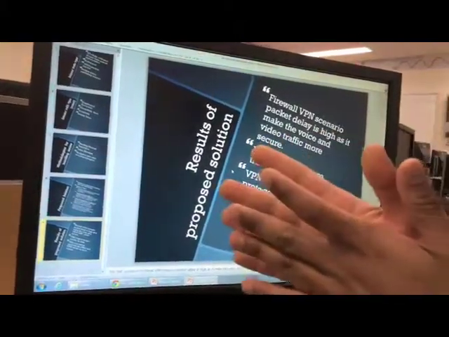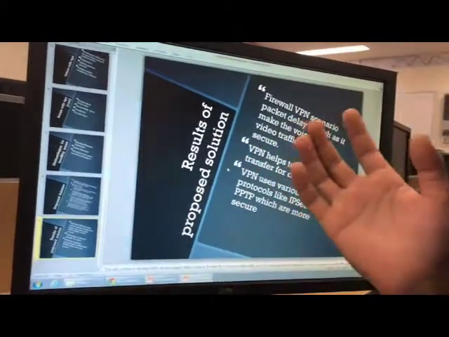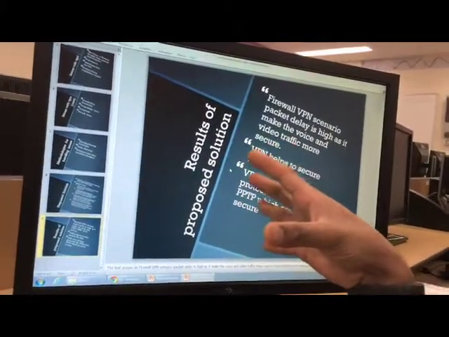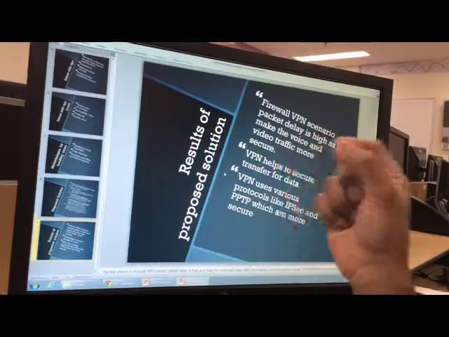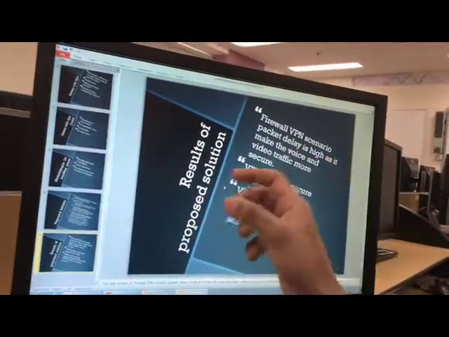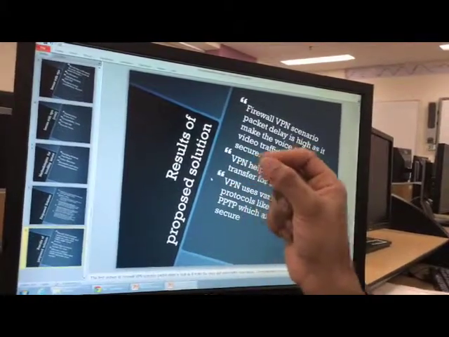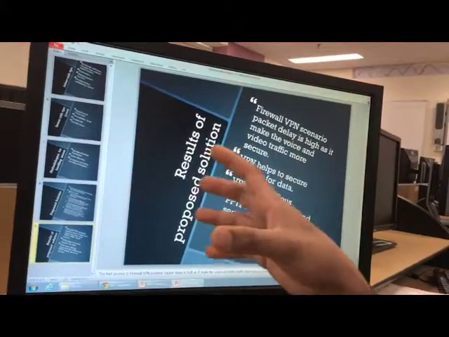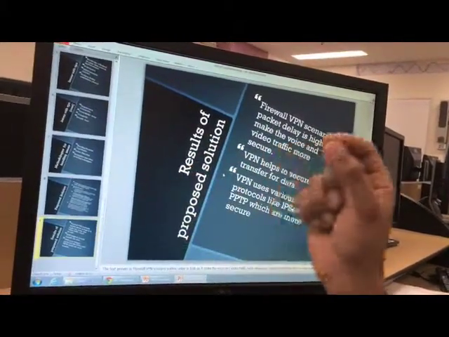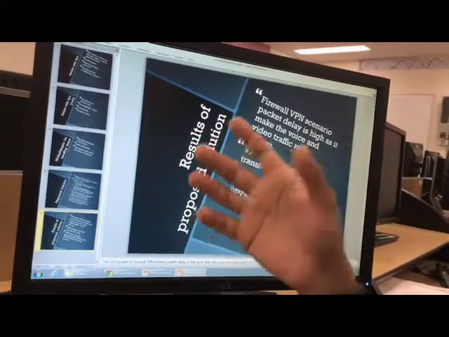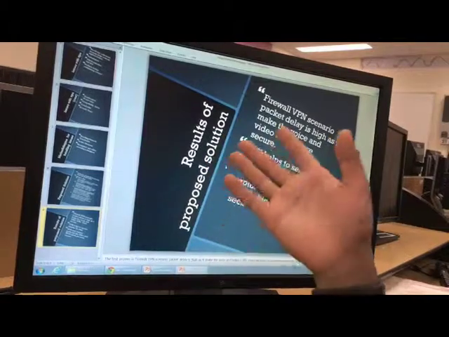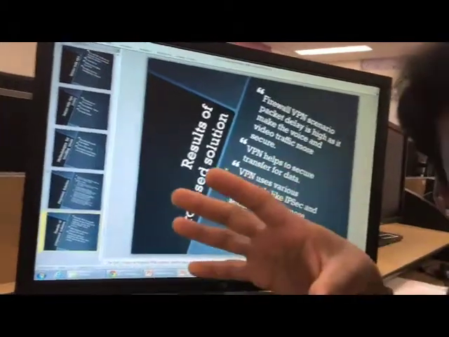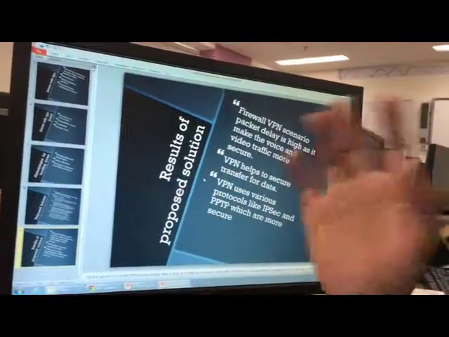Results: after proposing all the solutions, our tests prove that in the firewall VPN scenario, packet delay is high as it makes the voice and video traffic more secure. Communication for an organization is really very important, and VPN helps in secure transfer of data. VPN uses various protocols like IPsec and PPTP, as I mentioned earlier, which are more secure than others and must be used by organizations for secure communication.